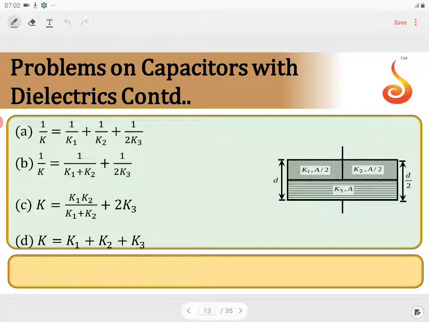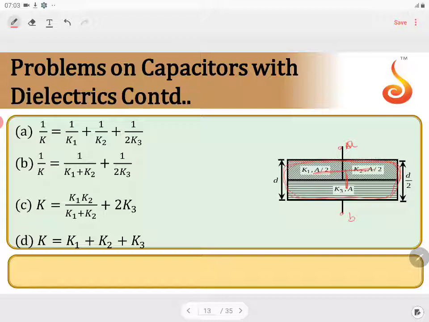Okay, so we have to find the equivalent dielectric constant. So we have to replace these three dielectrics by a single dielectric. Then what will be the dielectric constant of the single dielectric slab? So same logic we apply. Here, between A and B, between small a and small b, these two are in parallel. Together they are in series with this.